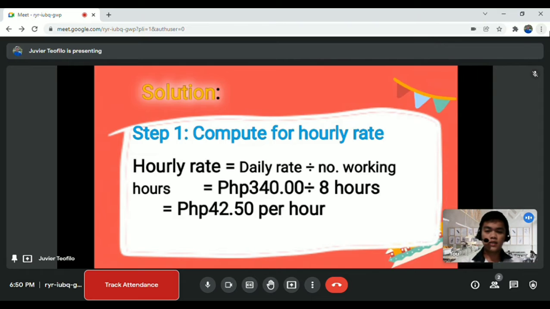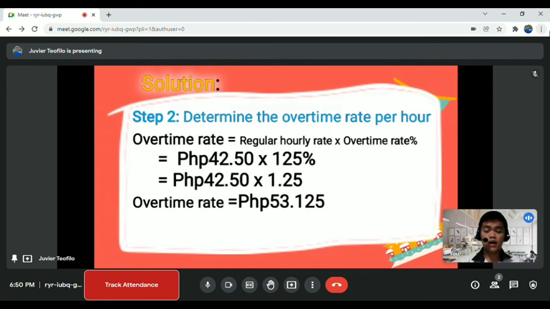So, this is step 2. Determine the overtime rate per hour. Now, overtime rate is equal to regular hourly rate times overtime rate. So, as I have said, we have 42 pesos and 50 centavos in our regular hourly rate, multiplied by 125%.